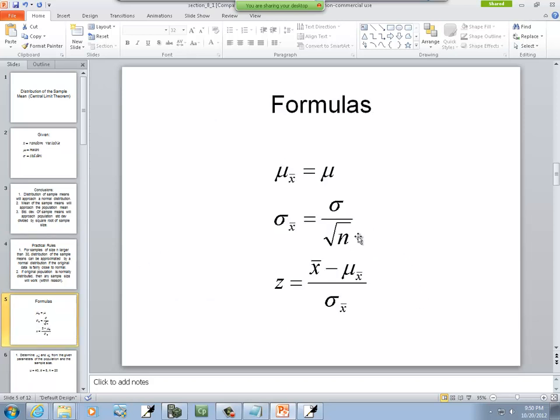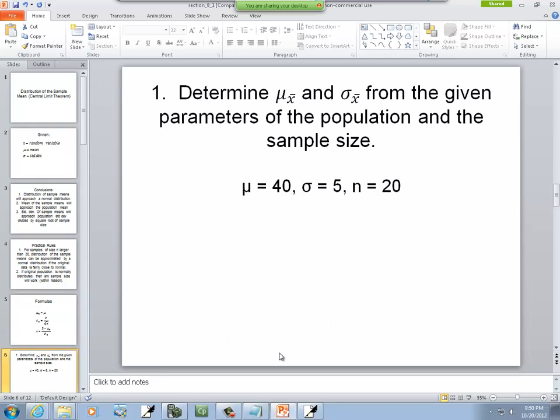Now, some formulas we're going to use to do it by hand are these right here. We've got mu sub x bar equal to mu, and sigma sub x bar equal to sigma divided by the square root of n. That's the mu of the sample means and the sigma of the sample means. And z will equal x bar minus mu sub x bar over sigma sub x bar. Let's take a look at just finding a couple of those.